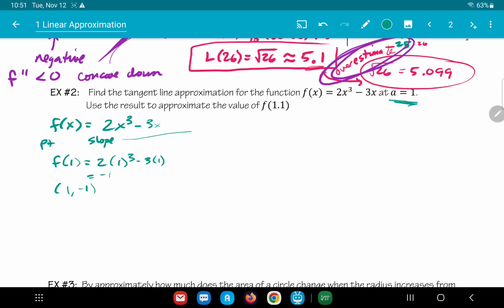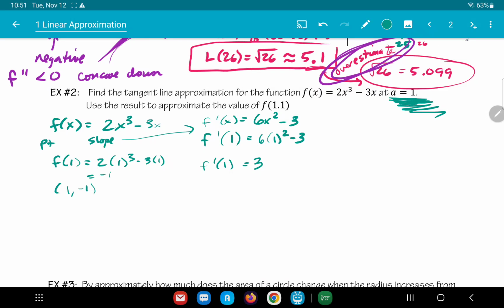And don't forget that we also need to find the slope, and the slope is found by doing the first derivative. Our derivative is going to equal 6x squared minus 3. Since we're doing our tangent line approximation at the value of 1, let's find the slope actually at 1. So if we plug in 1, we're going to get 6 times 1 squared minus 3, or the slope at 1 is a value of 6 minus 3, that'll give us 3.